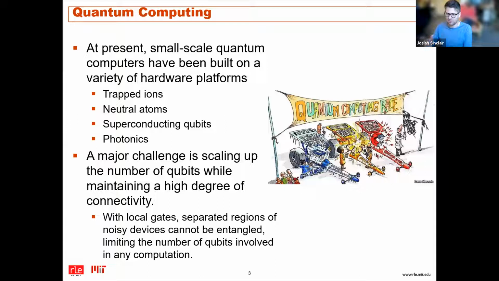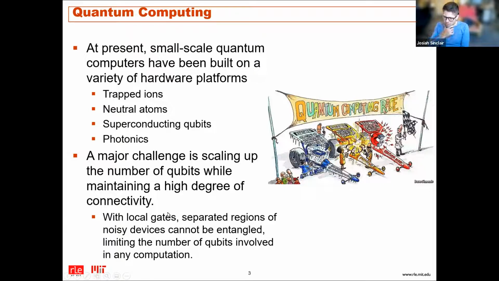So regardless of whether you're thinking near or far term, a major challenge for any quantum computing architecture is scaling up the number of qubits while maintaining a high degree of connectivity. And by connectivity, I really just mean, I want all of the qubits in my computer to be able to talk to each other directly. So why is connectivity so important?